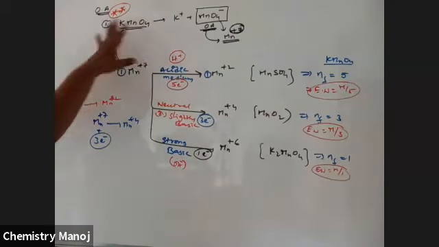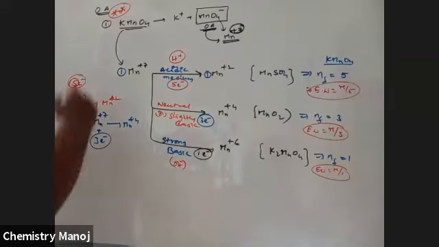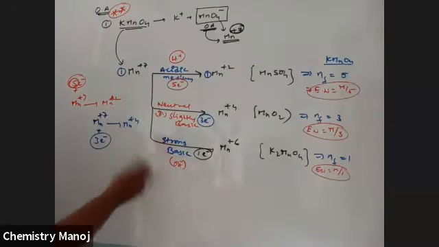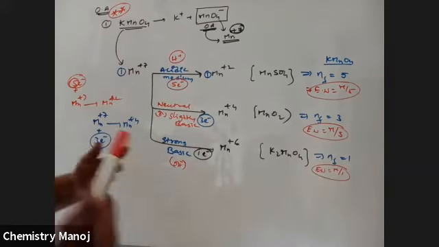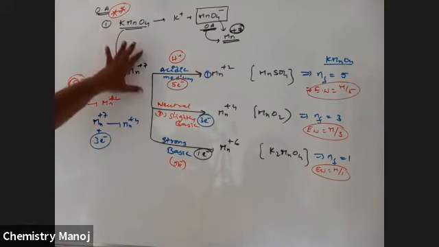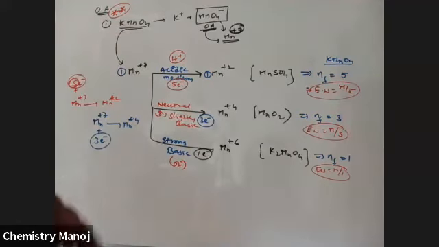It is all about your KMnO4. It acts as a strong oxidizing agent because in all these cases, electrons are gained. Gaining of electrons is nothing but reduction. Any substance which is involved in reduction acts as an oxidizing agent. Here, KMnO4 acts as an oxidizing agent. Okay, that is about KMnO4.